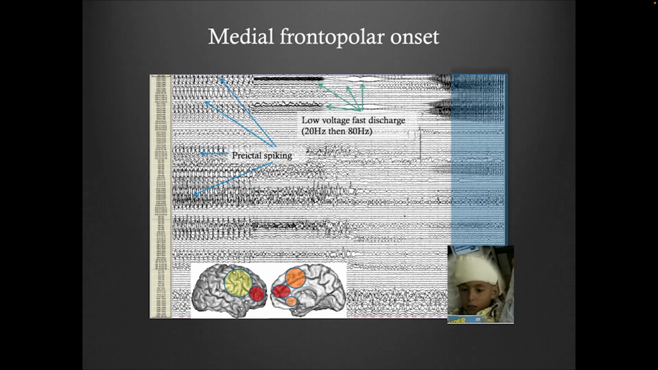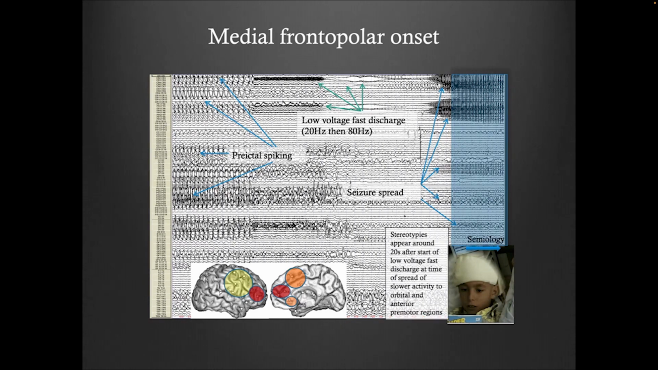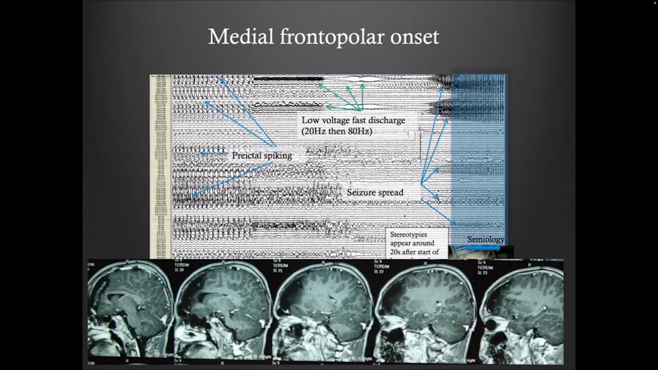You have the preaxial spiking, so the low voltage there in the medial frontopolar regions, medial and lateral. And after, when the seizure spreads more posteriorly in the pre-SMA and in the lateral area 6 and even in the motor cortex, you see that the stereotypies appear, but it's 20 seconds after the low voltage. And so this patient was operated later successfully.